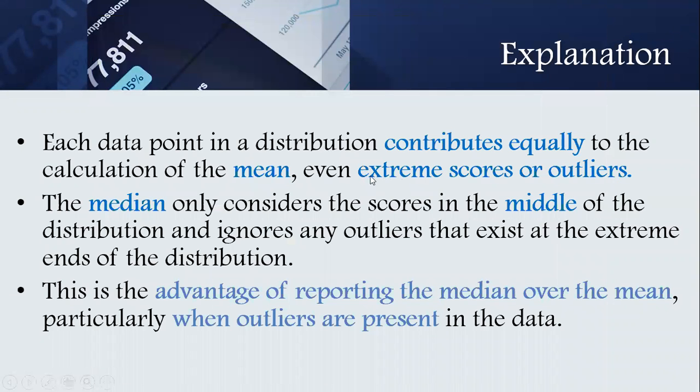Each data point in a distribution contributes equally to the calculation of the mean, even extreme scores or outliers. The median, however, only considers the scores in the middle of the distribution and ignores any outliers that exist at the extreme ends of the distribution. This is the advantage of reporting the median over the mean, particularly when outliers are present in the data.